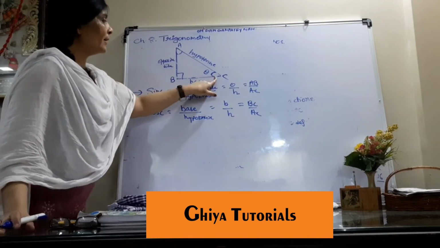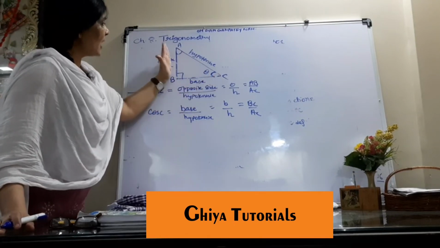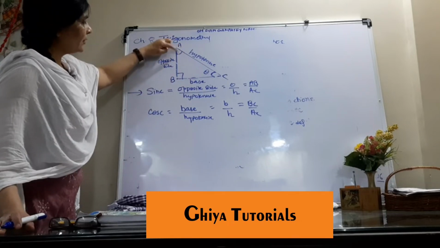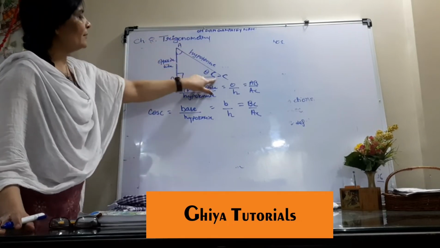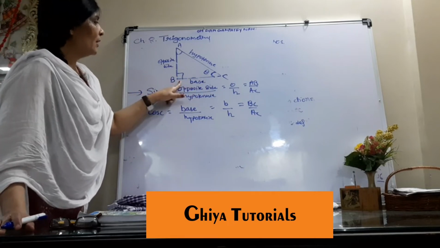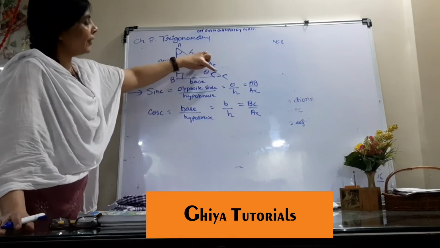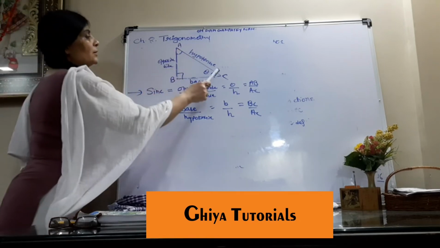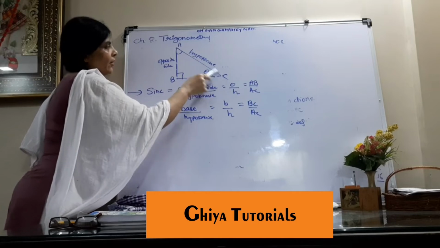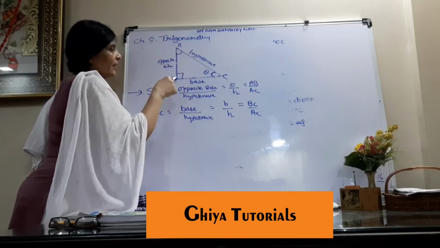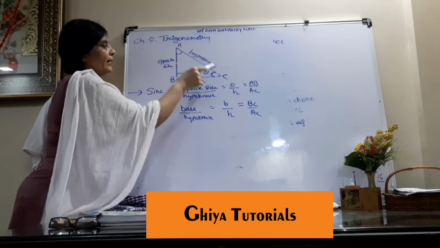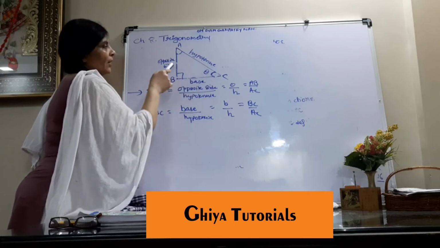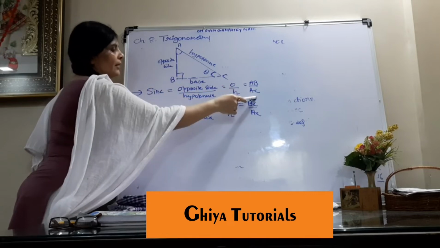So when I want to find angle C, the opposite side is AB. Suppose I want to find sine A. Then for angle A, BC becomes the opposite side. So you have to remember that for angle C and angle A, the opposite sides are different. The side opposite to angle C is AB and the side opposite to angle A is BC. So with respect to angle C, sine C is AB upon AC.